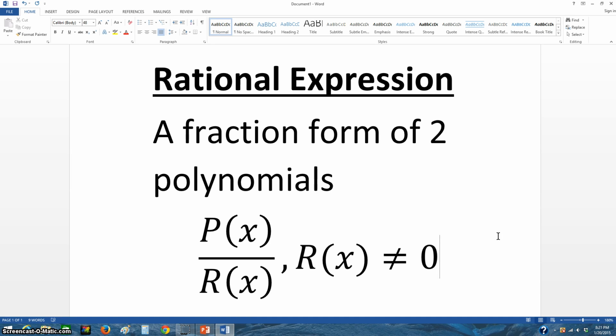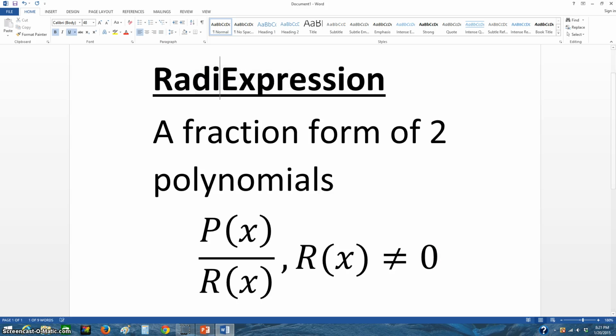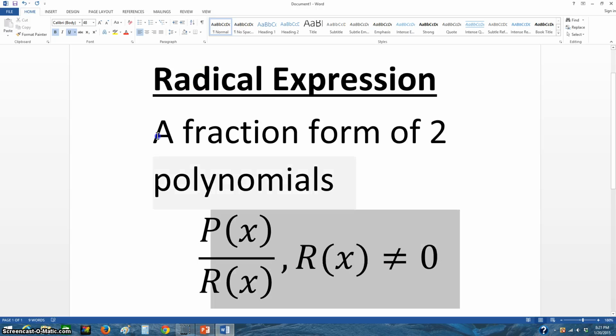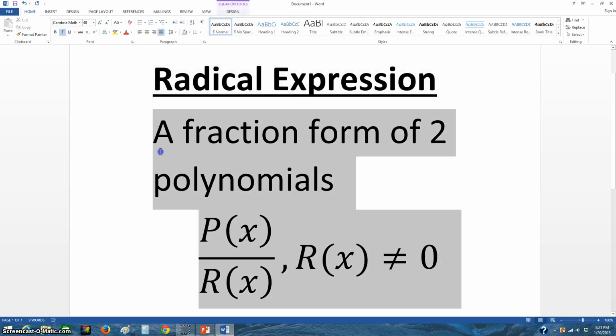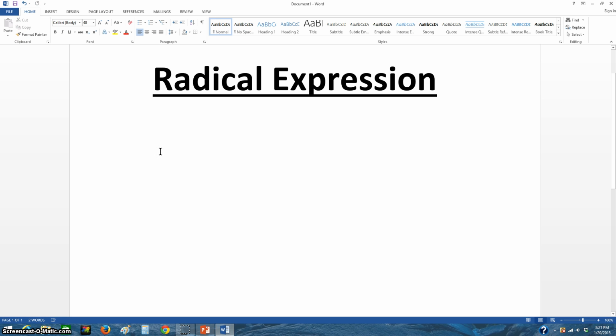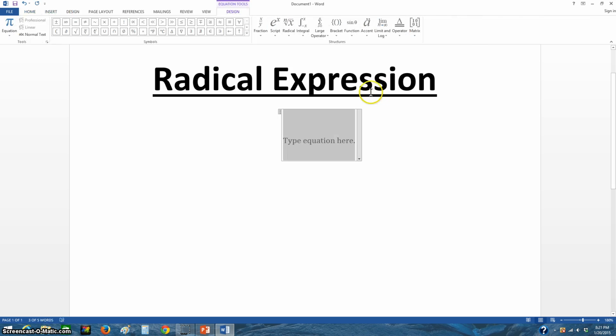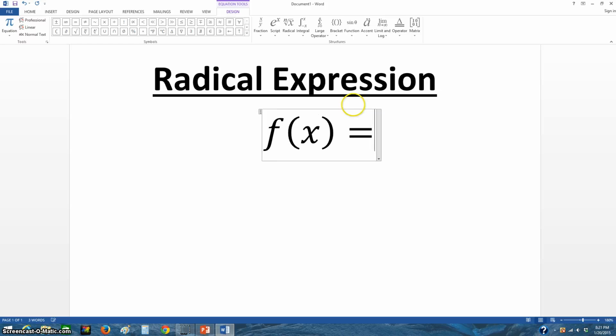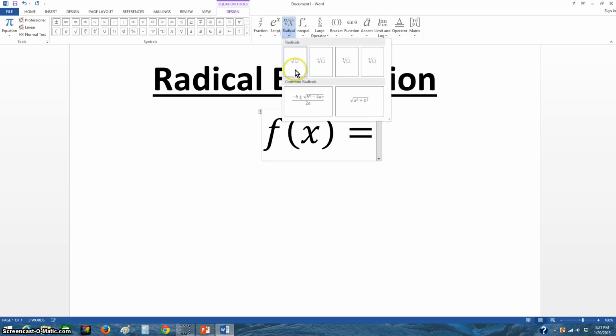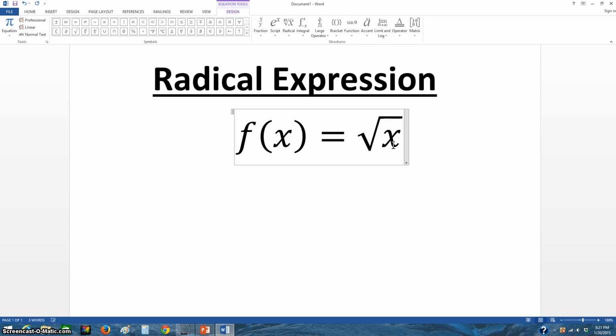All right, the next one is a radical expression. Now, radical expression. What can we relate radical to in layman's terms? Basically, it's a square root function. So in other words, let's go over the parent function, and we're going to discuss parent functions later on. But the parent function, for those of you all that don't know, of a radical expression is the square root of x.